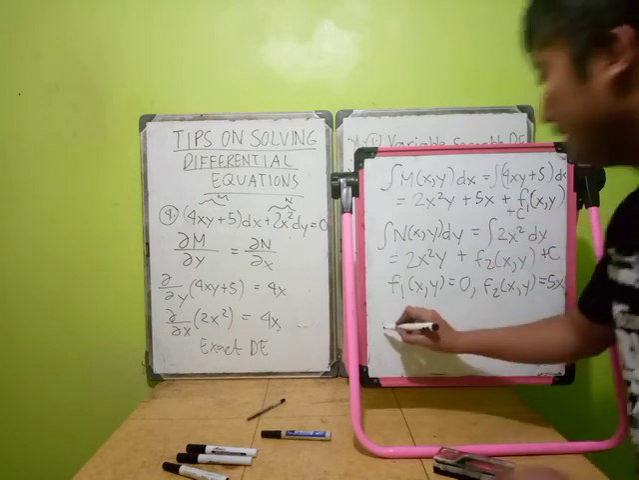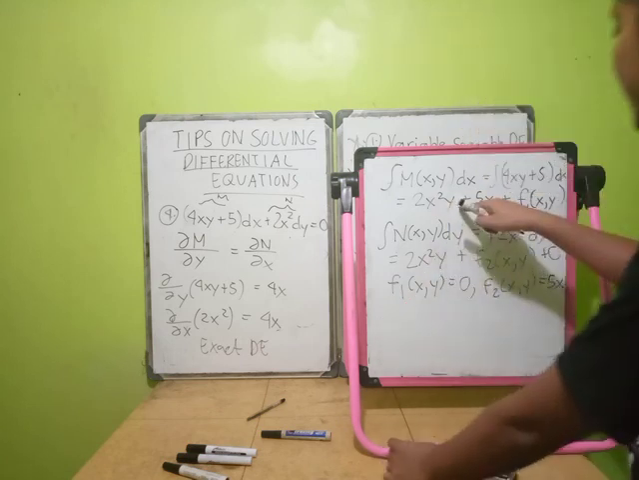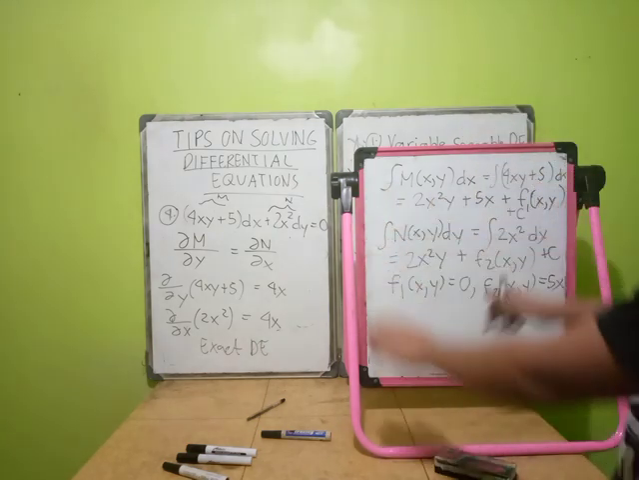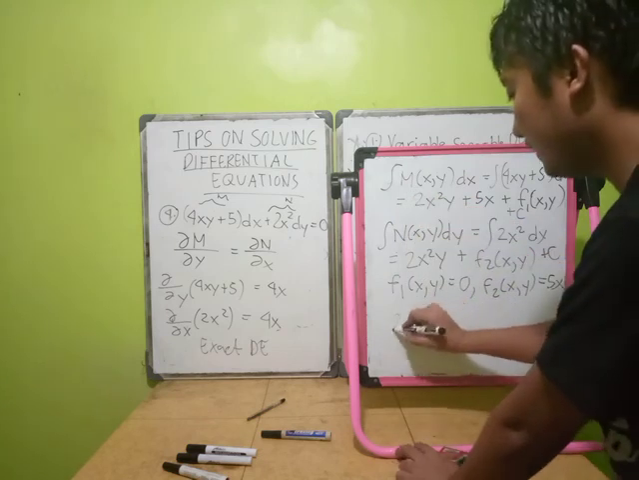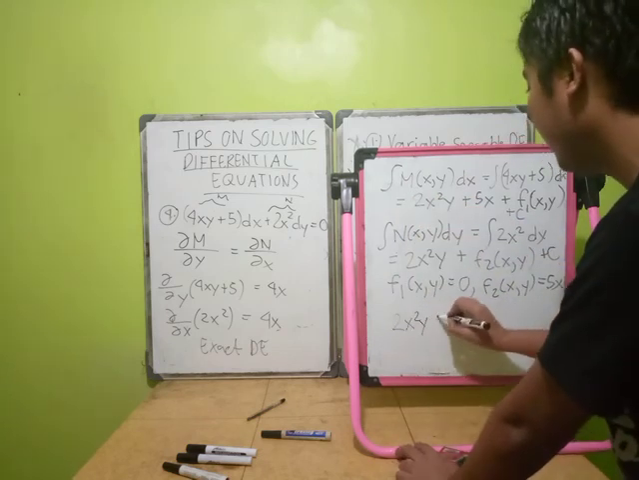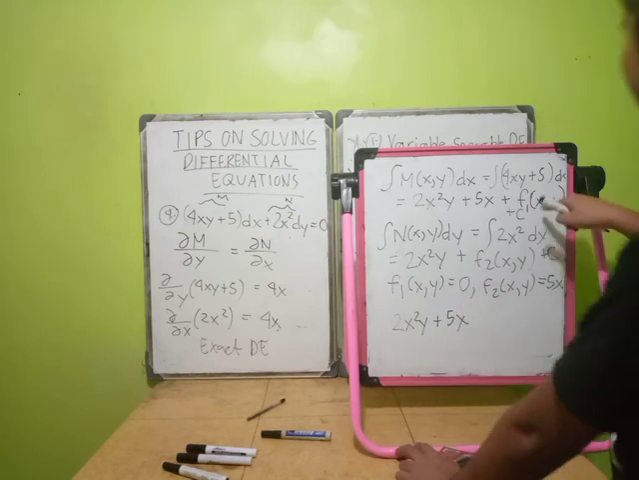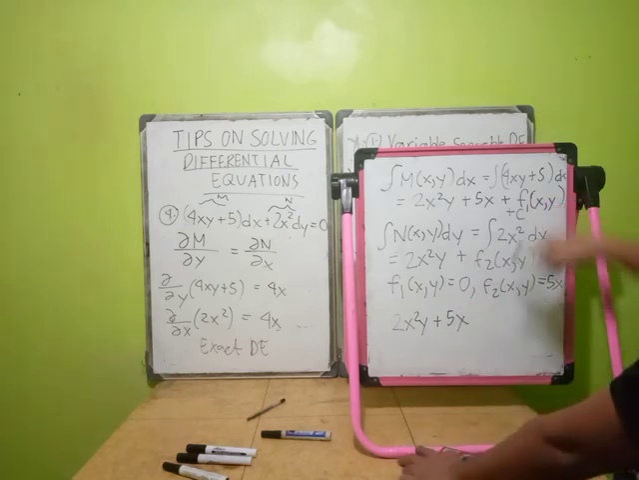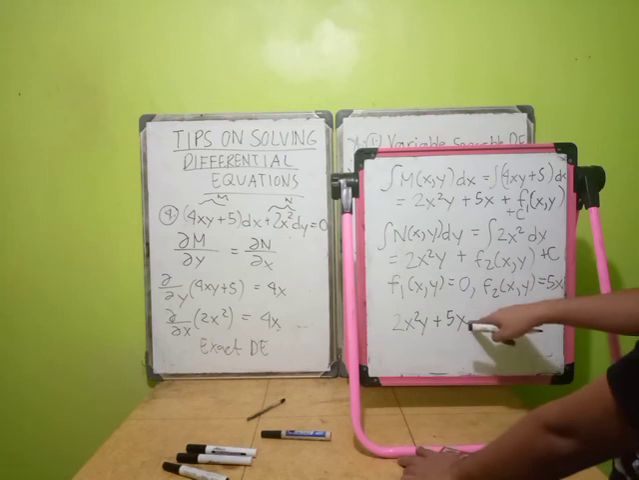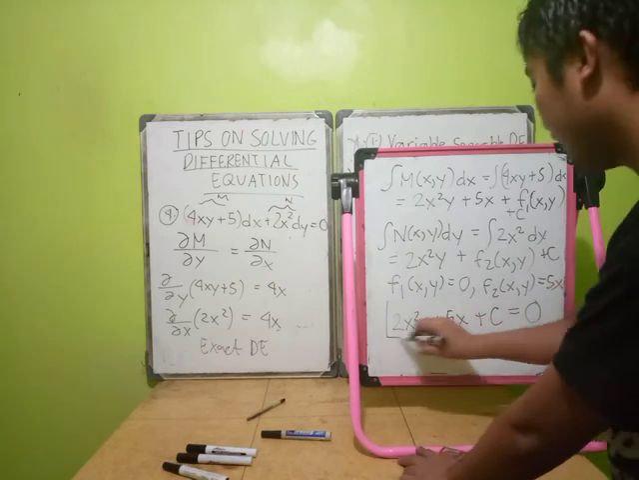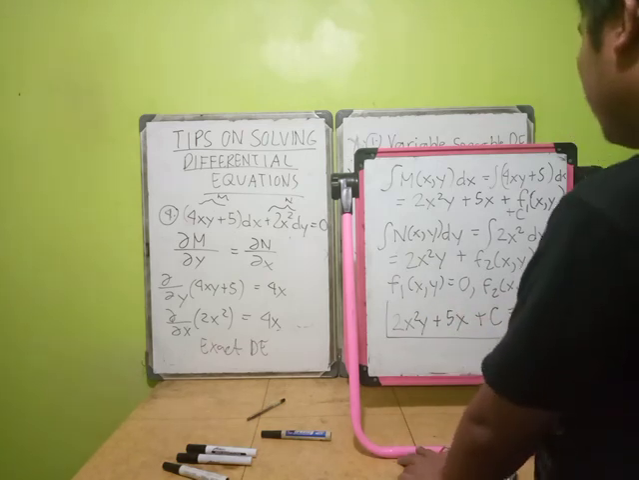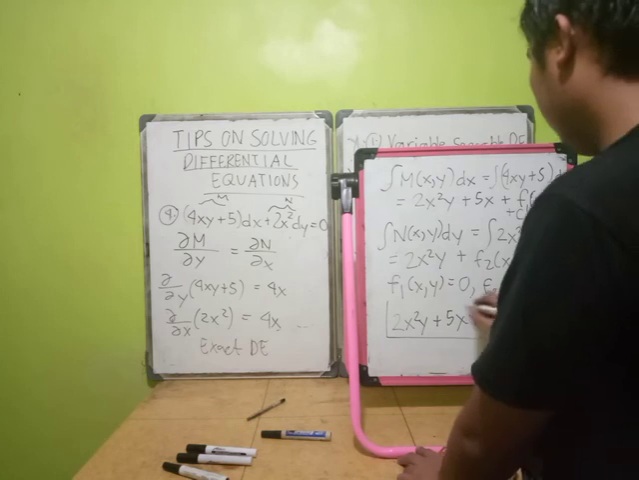So, therefore, yung general solution natin is i-collect nyo yung lahat ng may common sa integral of m, integral of n. So, yung sagot natin is 2x squared y plus 5x. So, simply f1 is 0 and f2 is 5x. So, yan na lang. Yan na yung i-connect natin. So, plus c is equal to 0. So, yan yung sagot.